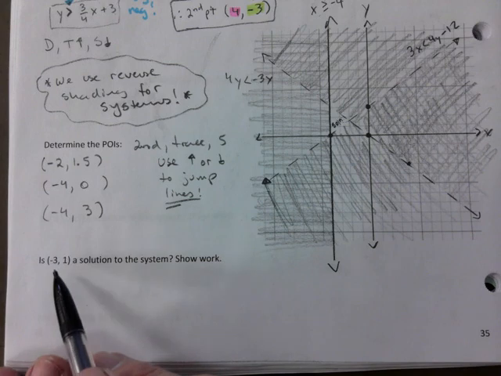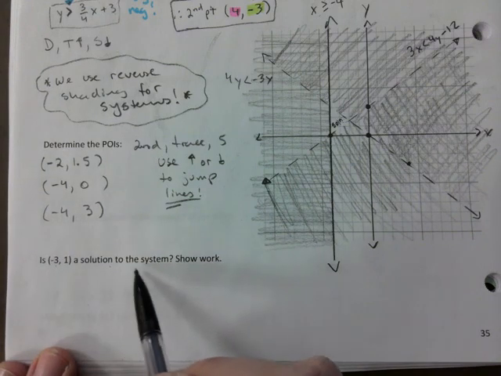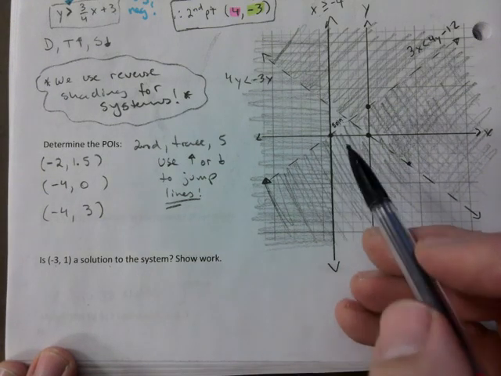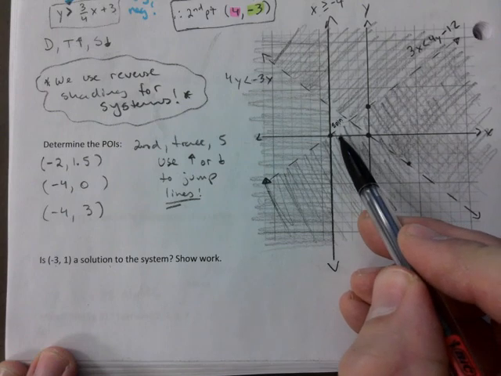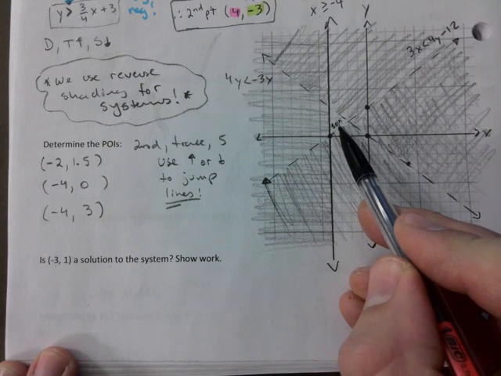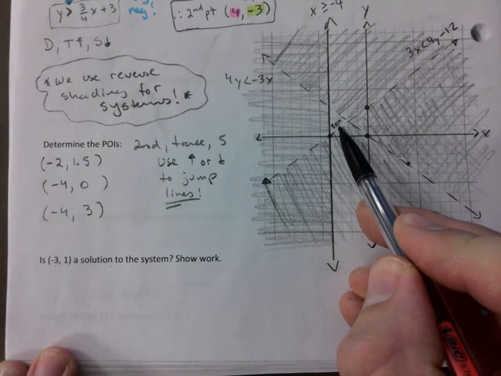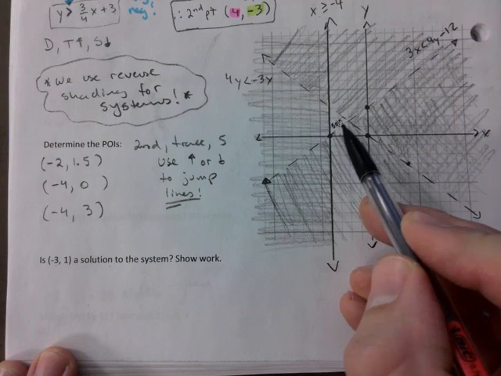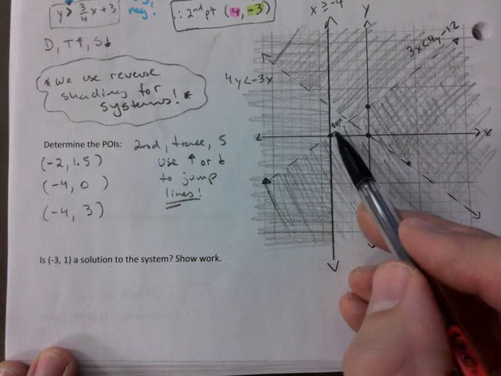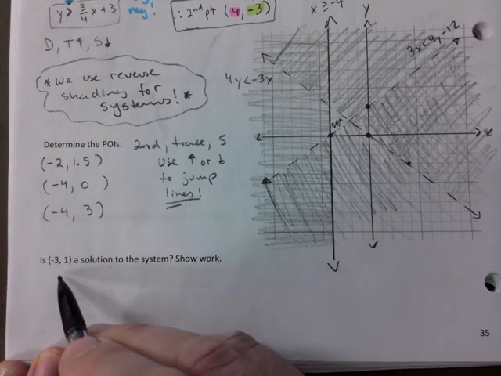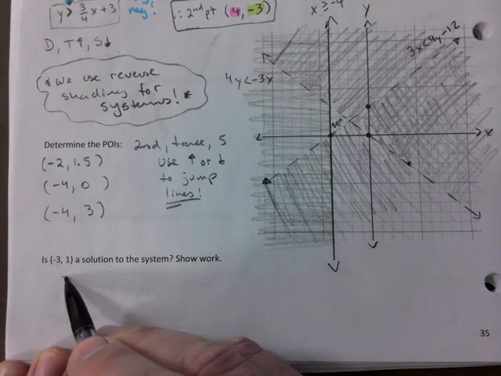Okay, now I'm asking you, is negative 3, 1 a solution to the system? Negative 3 would be 1, 2, 3, and 1 would be right there. It looks like it could, but even if it's on this dashed line, it wouldn't be, right? So let's check.